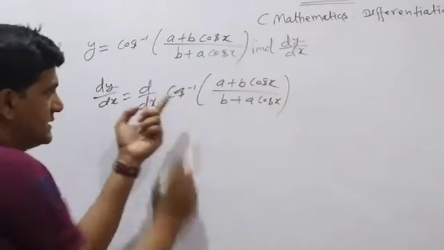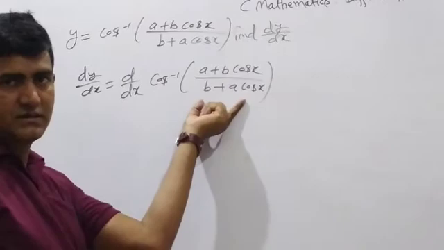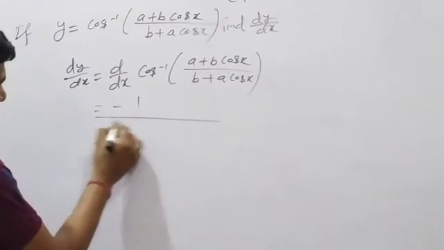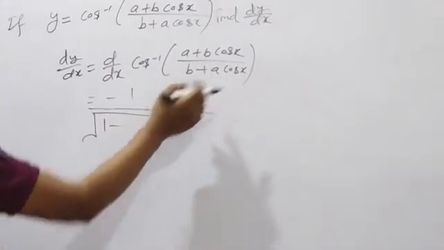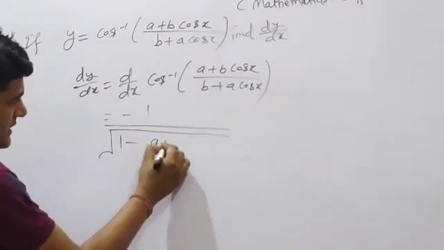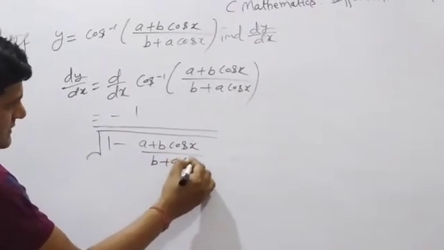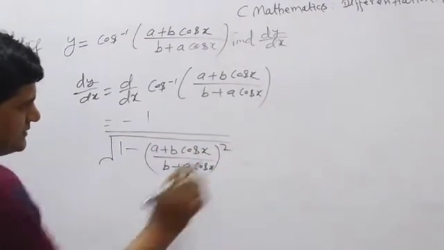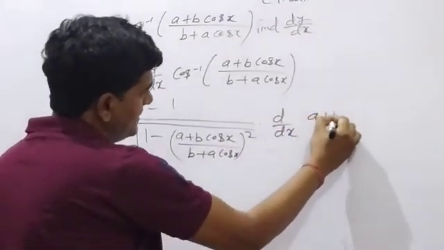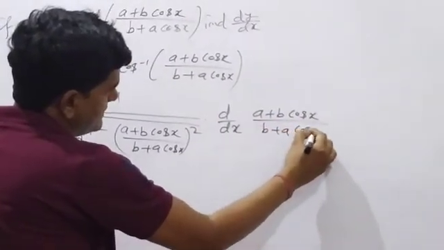Then what is the differentiation of cos inverse x? This is x here, the outer function, and assume the inner function. Then here, minus 1 upon under root 1 minus x square, where x square means the angle squared. Suppose here, a plus b cos x upon b plus a cos x, whole square. Clear? Again, differentiation of a plus b cos x upon b plus a cos x.